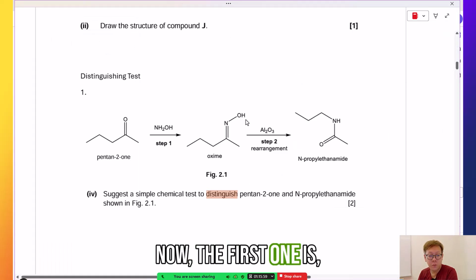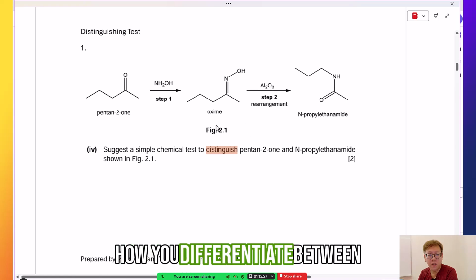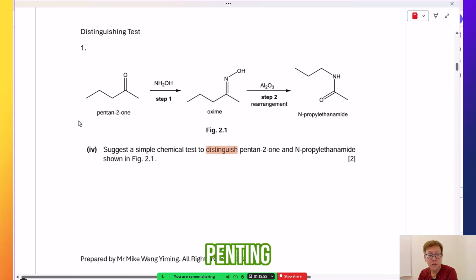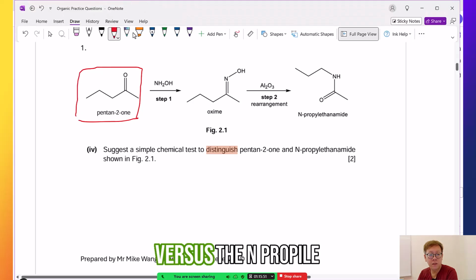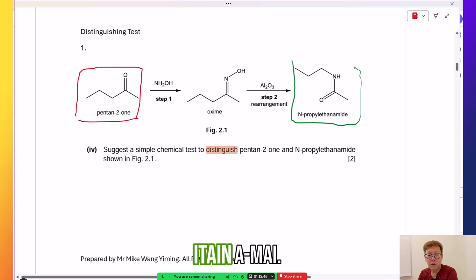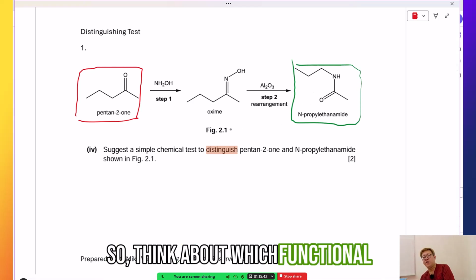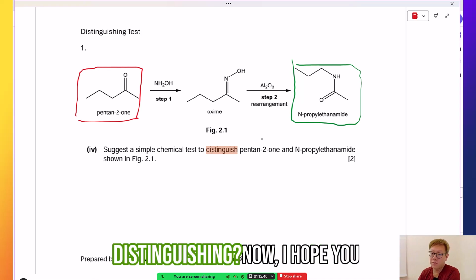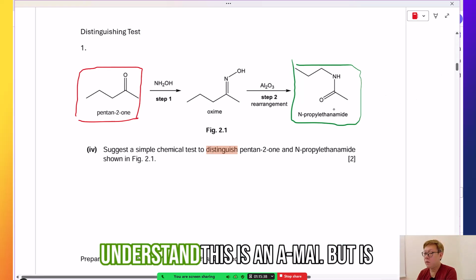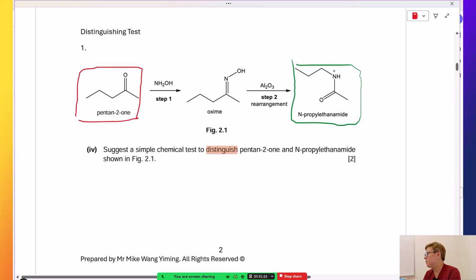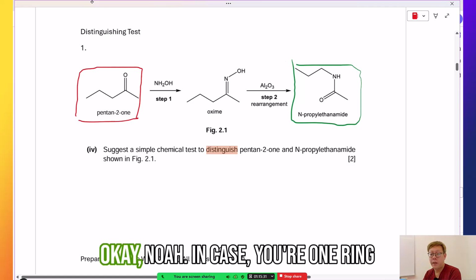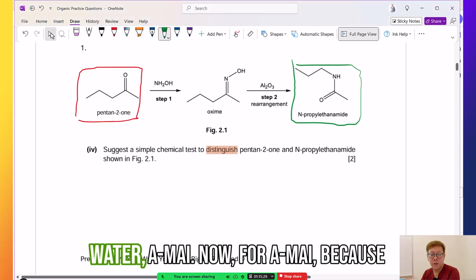Now, the first one is how you differentiate between pentan-2-one versus the N-propyl ethanamide. So think about which functional group do you want to use as distinguishing. Now, I hope you all understand this is an amide. But is this a primary amide? Okay, no. In case you are wondering what type of amide.